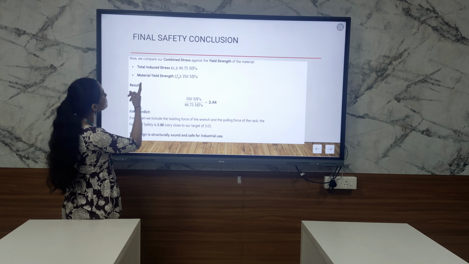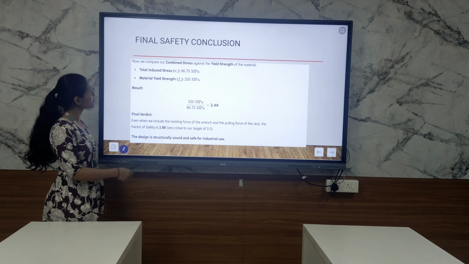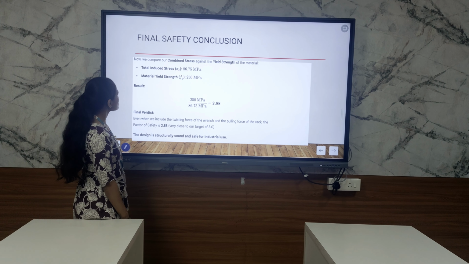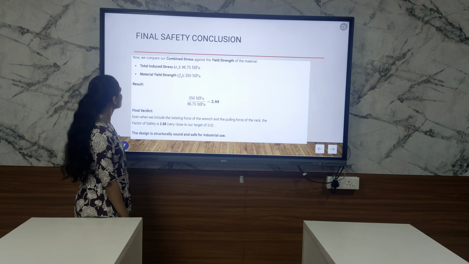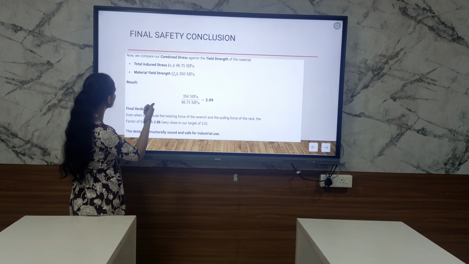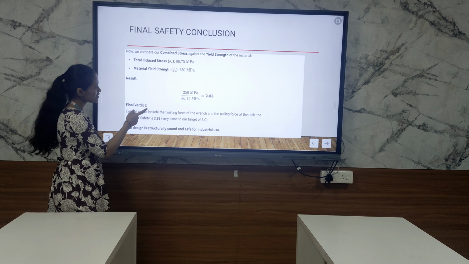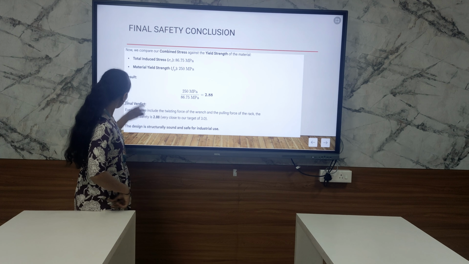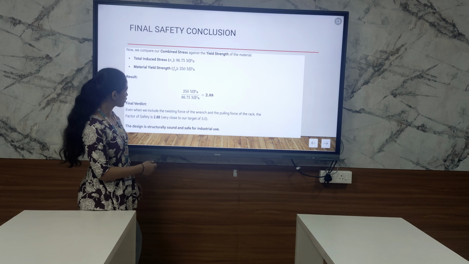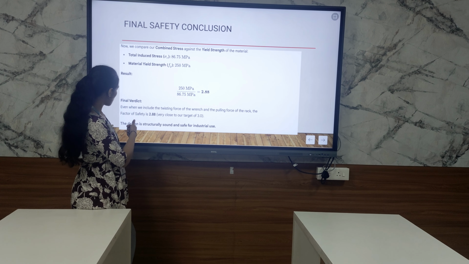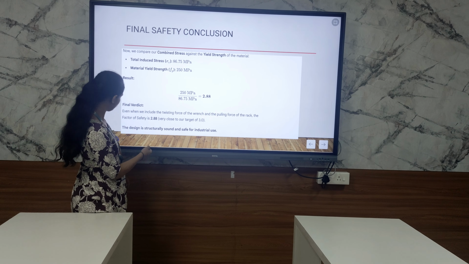And next part is the final safety conclusion. Now we compare our combined stress against the strength of the material. Total induced stress 86.75 megapascal. Material yield strength 250 megapascal. And the result is 2.88. Final verdict: even when we include the twisting force of the wrench and the pulling force of the rack, the factor of safety is 2.88.